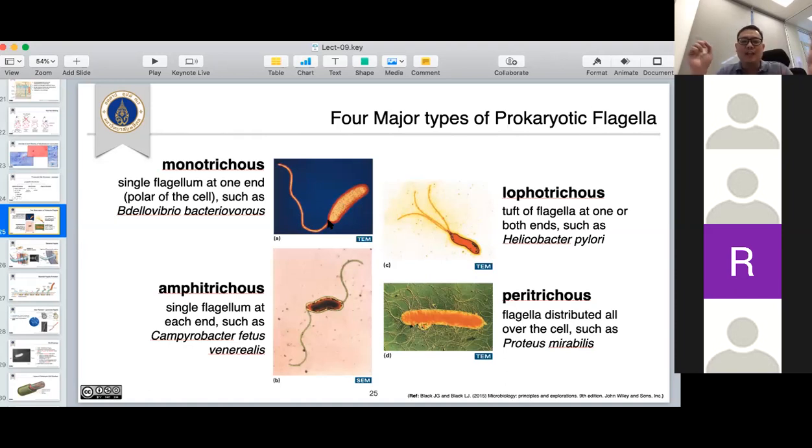Amphitrichous, 2 flagella, different poles, 1 flagellum at 1 pole, 1 flagellum at the other pole. Lophotrichous, more flagella possessed at 1 pole, like this. And peritrichous, there are tons of flagella happening everywhere on the cell. This is peritrichous.